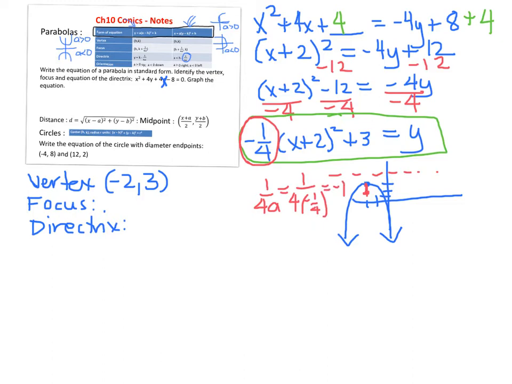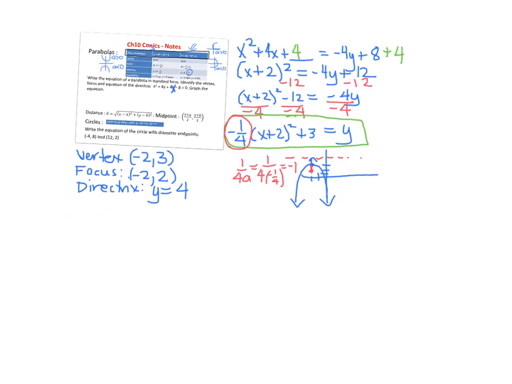From the vertex, I'm going down 1 unit. So since I was at negative 2 on the x, from the y, I came down 1, so I'm now at negative 2, 2. To go to your directrix, you go up 1 unit. So they're both the same distance from the vertex, and the directrix is going to be the equation of a line. From 3 I went up 1, so that's going to be y equals 4. Okay? So that is how you would work out the equation of your conics.